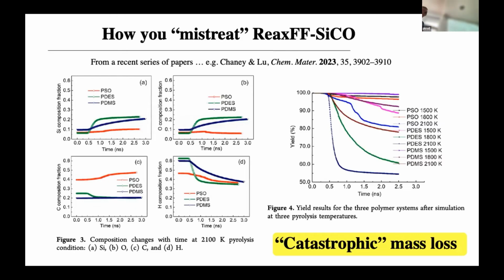Recently, you have seen a series of publications using the ReaxFF potential for the simulation of pyrolysis of SiCO. I have to say that I have not been the reviewer of any one of them. Otherwise, even a dumb eye, and I say this very clearly, would recognize that there's something foul with what you see in those figures. This is what the group has published as a function of time. Here you see the composition fraction, and here you see the yield of the mass loss, essentially.